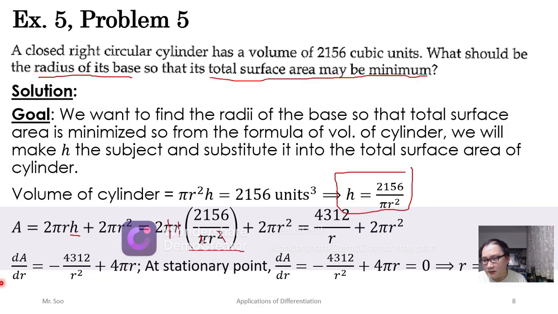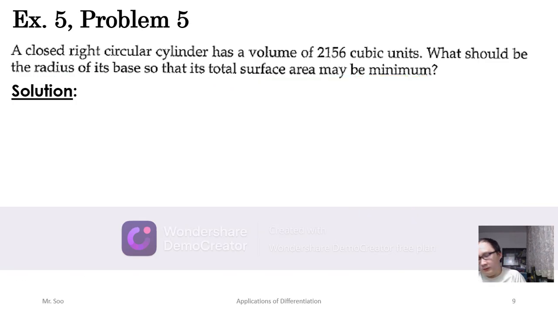Then to find the stationary point, dA/dr equals 0, meaning you solve for r. So solving for r, you get 7 units. Then the next step is to use the first or second derivative test to deduce that the total surface area of the closed cylinder is minimized.